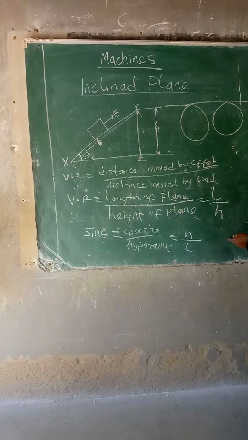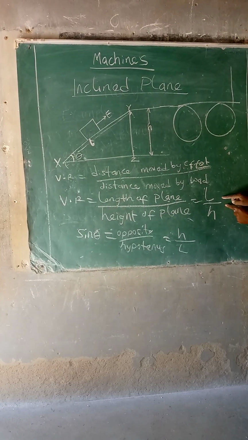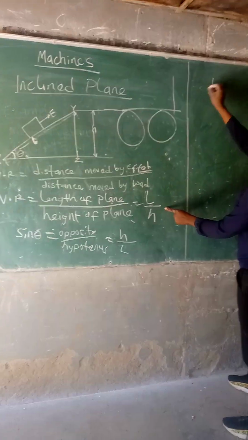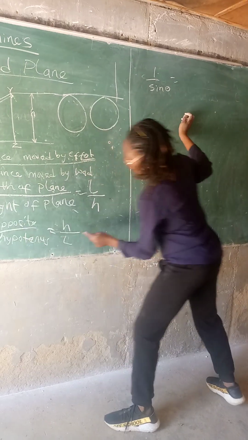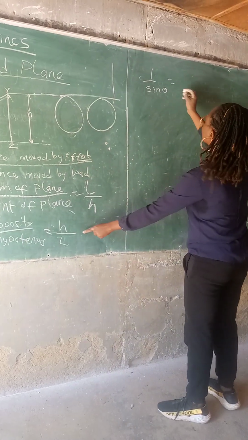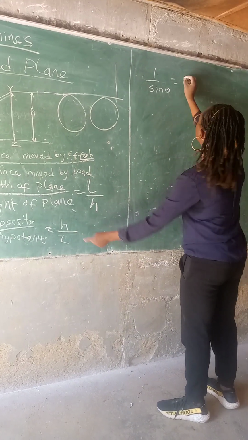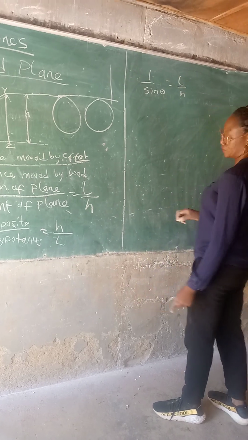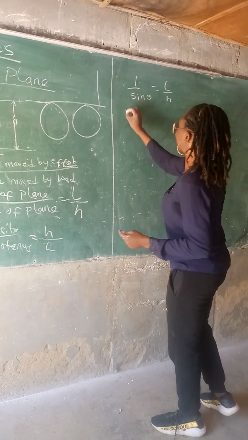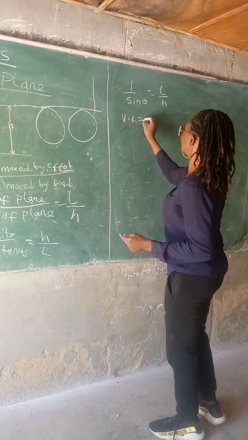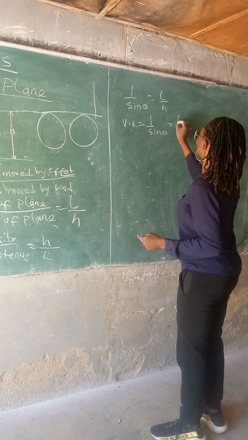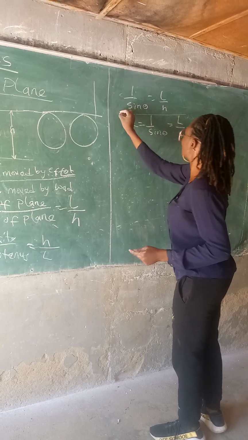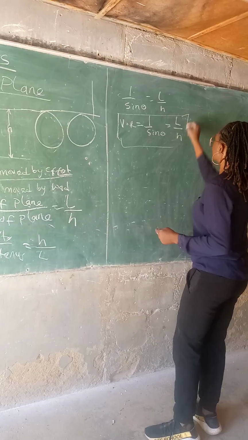If you look at this, you see that this is the inverse of this. Sine theta is equal to H over L, so 1 over sine theta will be the inverse of this, which is L over H. So we can say that velocity ratio is equal to 1 over sine theta, and is also equal to L over H. Any of these formulas that you use is correct.